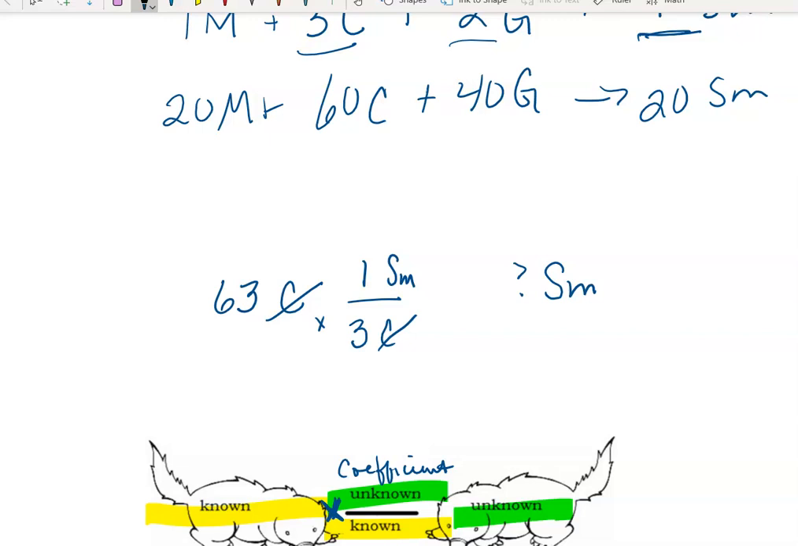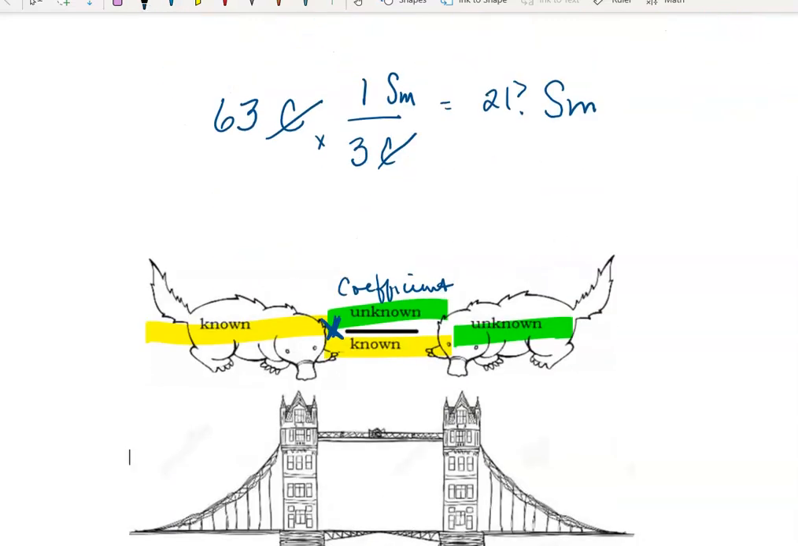63 times 1 over 3, so now I have to do math in my head, 21. That will make 21 s'mores. Okay? That's what we're going to do with stoichiometry. We're just simply looking at mole ratios. And today we're not going to worry about getting on our bridge. We're just going to go across the bridge.